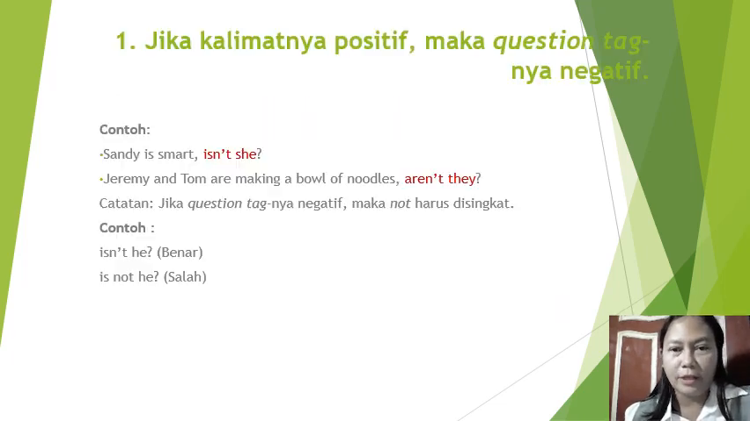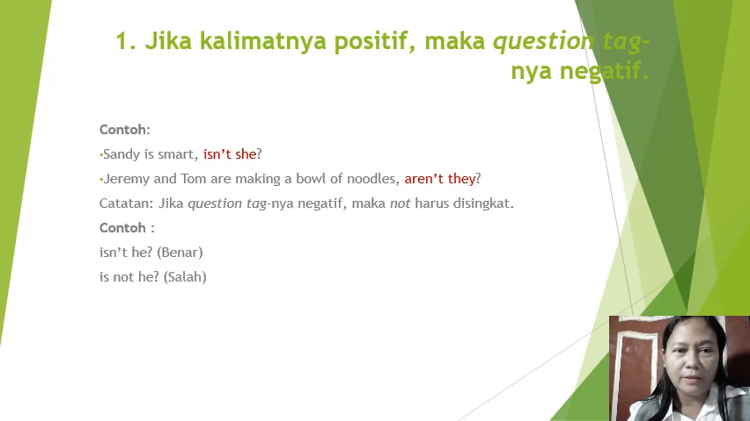Kita lanjut. Nah, ada beberapa peraturan di sini, ada 10. There are 10 rules or 10 requirements if we want to study about question tag. Nah, kalau kalimatnya positif, maka question tag-nya negatif. Jadi vice versa, dia kebalik gitu.